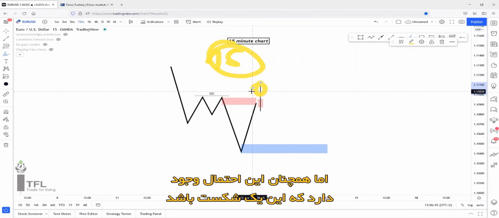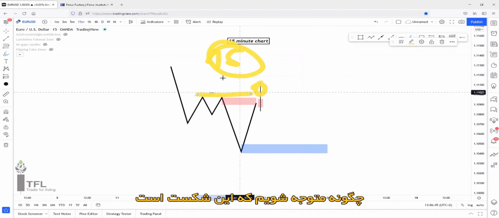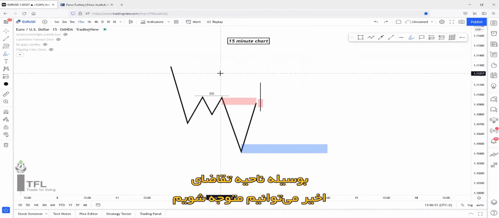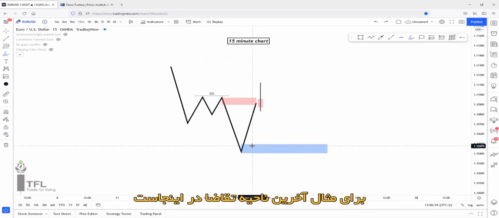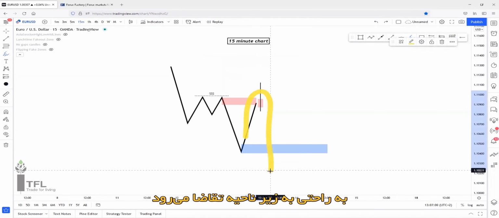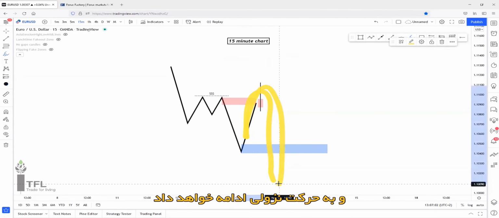But there's still a possibility that this was a break. And how can we identify whether it was a break or just a liquidity sweep? We can simply identify it on the next recent demand zone, which in this case is right here. If it was a sweep, price will easily break below this demand zone and continue the bearish movement.